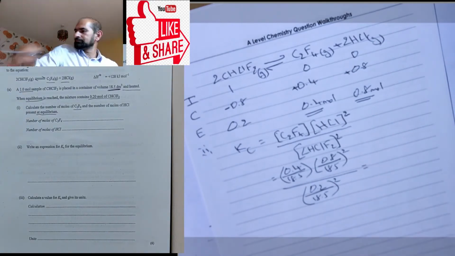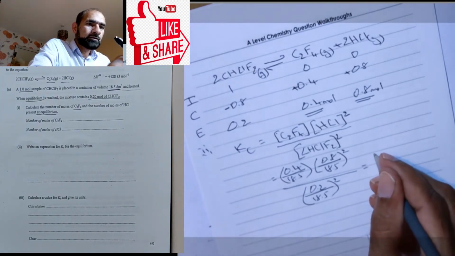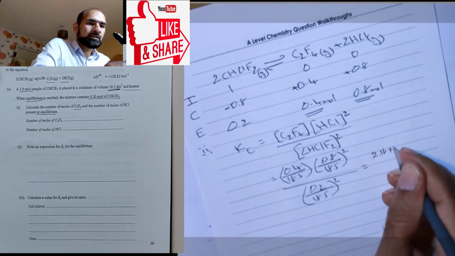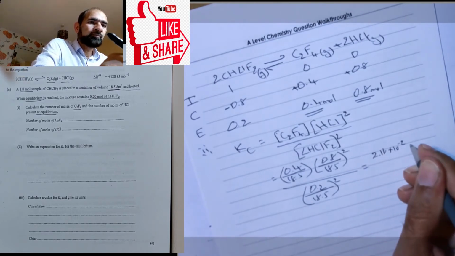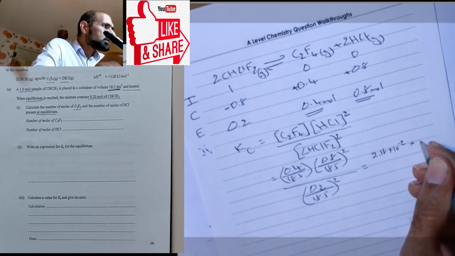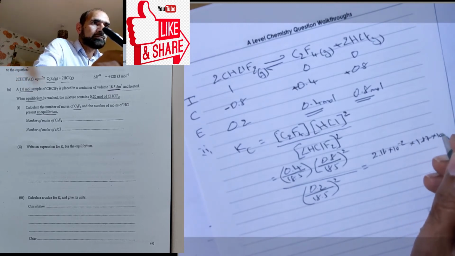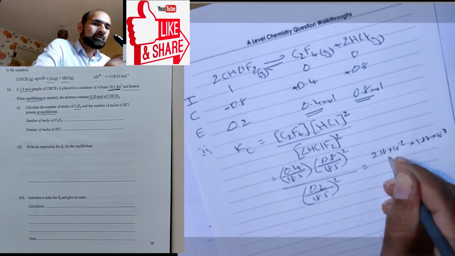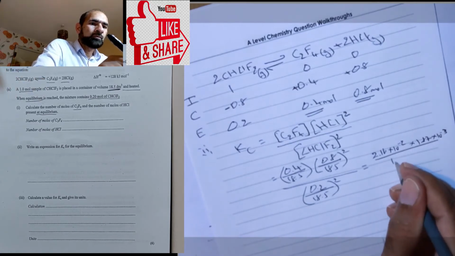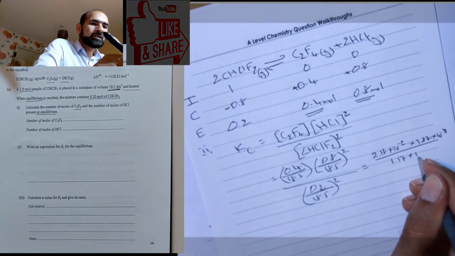All right, so that equals 2.16 times 10 to the minus 2 times 1.87 times 10 to the minus 3 divided by 1.17 times 10 to the minus 4.